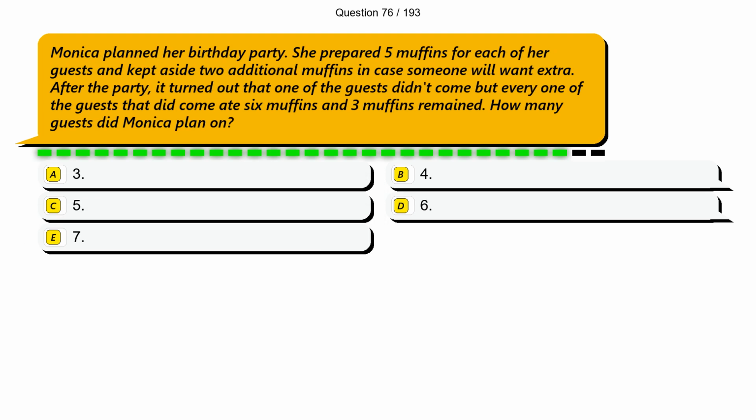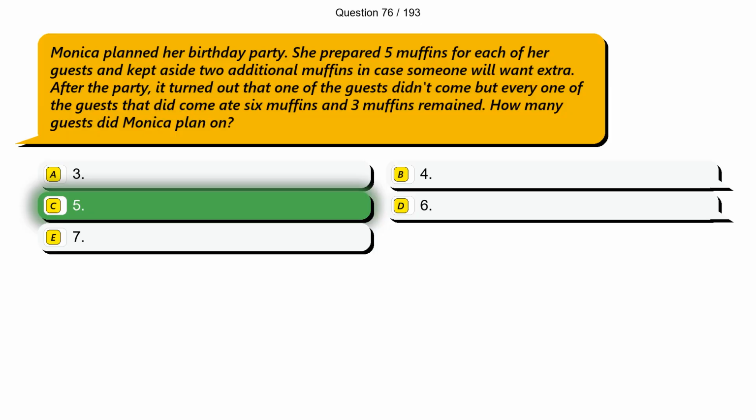Question 76. Monica planned her birthday party. She prepared 5 muffins for each of her guests and kept aside 2 additional muffins in case someone will want extra. After the party, it turned out that one of the guests didn't come, but every one of the guests that did come ate 6 muffins and 3 muffins remained. How many guests did Monica plan on? Option A, 3. Option B, 4. Option C, 5. Option D, 6. Option E, 7.